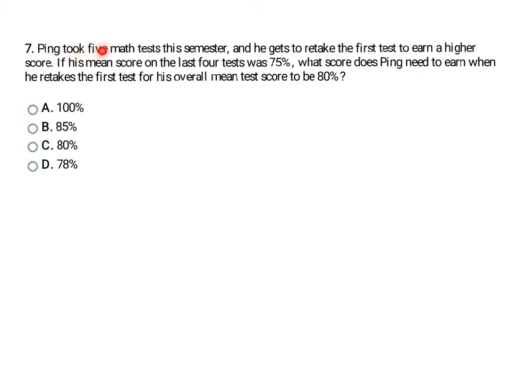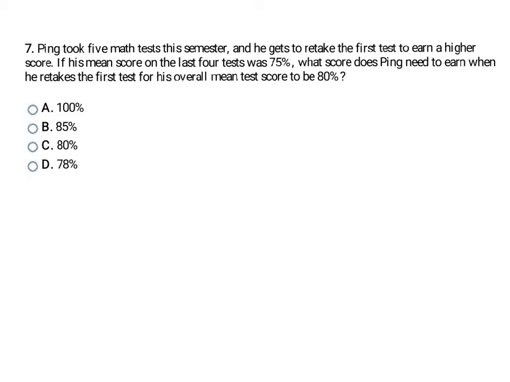This problem says Ping took 5 math tests this summer and he gets to retake the first test to earn a higher score. If his mean score on the last 4 tests was 75%, what is the score that Ping needs to earn when he retakes the first test to get an overall mean test score to be 80%?